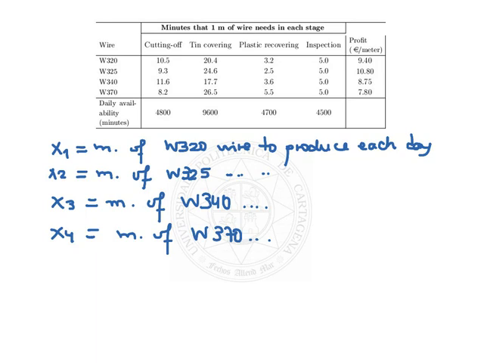If we consider the next decision variables, x1 equals meters of W320 wire to produce each day, x2, x3, and x4 for wires W325, W340, and W370 respectively. The formulation of the problem would be as follows.